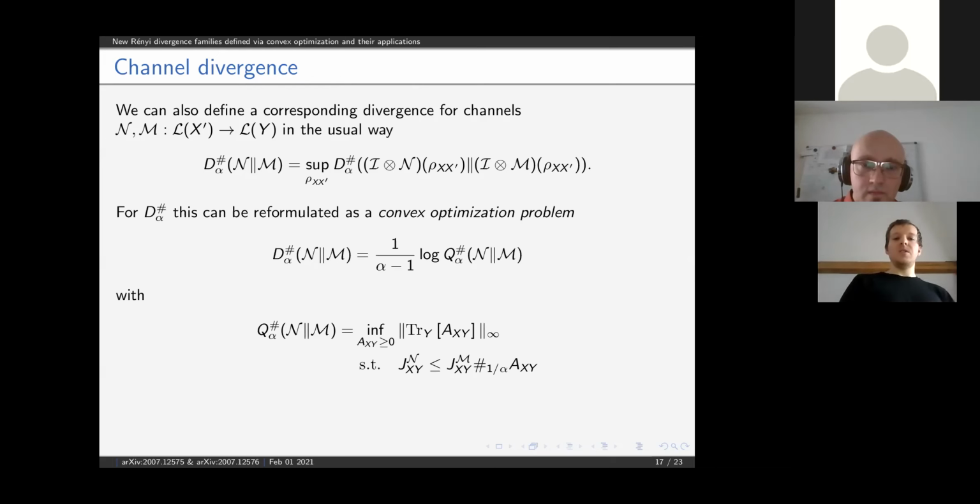And for the D-sharp divergences, you can actually absorb this supremum into the optimization that defines the D-sharp divergences. So you can reformulate this channel divergence for the D-sharp divergences again into a convex optimization problem, which takes a similar form to the definition for states, where here we have the Choi matrices of the channels. So we have a similar constraint to what we had before. And in the objective function now, we just have this infinity norm. But we still have, in fact, for when alpha is rational, an SDP. So we can still compute this quite efficiently.